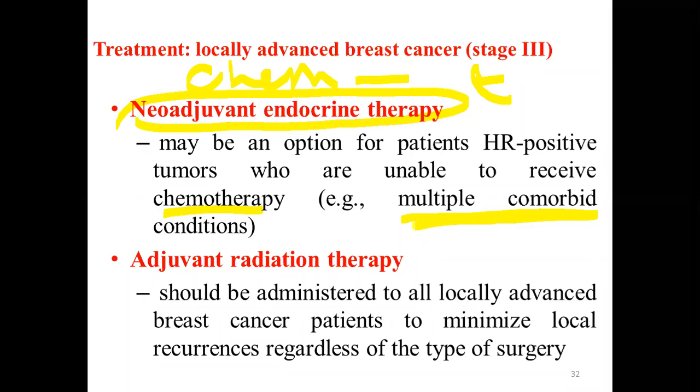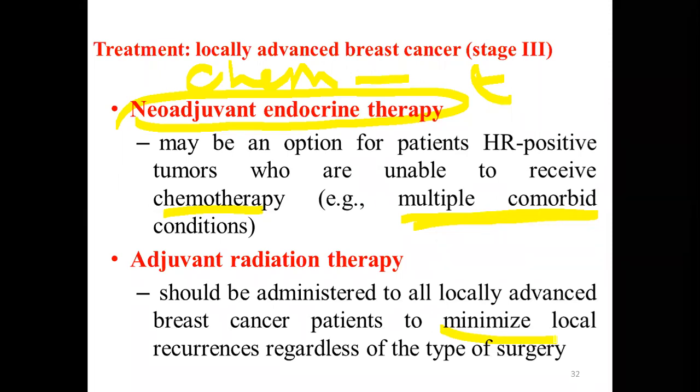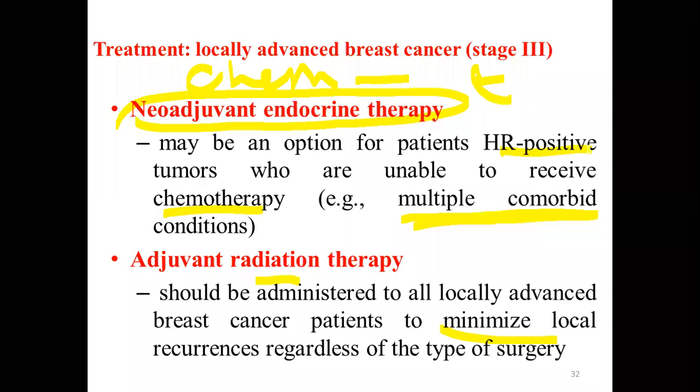Adjuvant radiation therapy is usually recommended for all locally advanced breast cancer patients to minimize local recurrence. So note, we have stage 3 breast cancer. The size of the tumor is very big, so you normally give chemotherapy so that you can shrink it. Then after that, you do surgery. After surgery, you consider radiation therapy. Then after radiation therapy, if the patient is hormone receptor positive, that is when you consider the endocrine therapies.